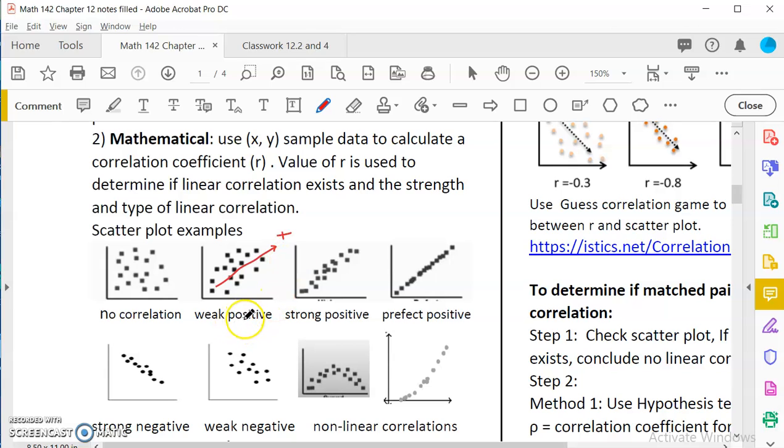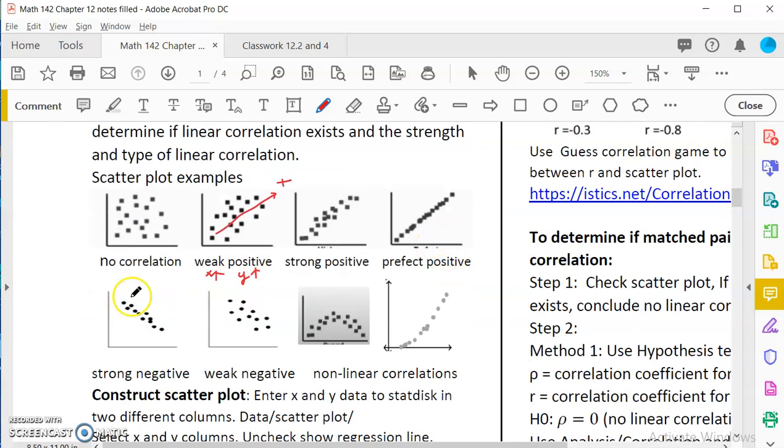Although positive is related to slope, it actually just means when x increases, y increases. Both of them increase at the same time and both of them decrease at the same time. We call this strong positive correlation because the points are very lined up as a line. And this is perfect positive. You can see that they actually lie on a line.